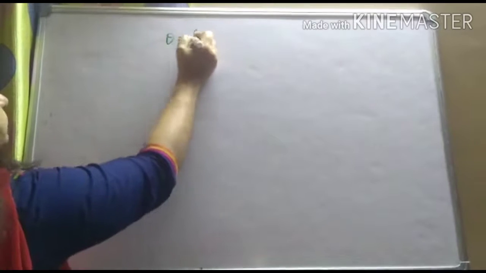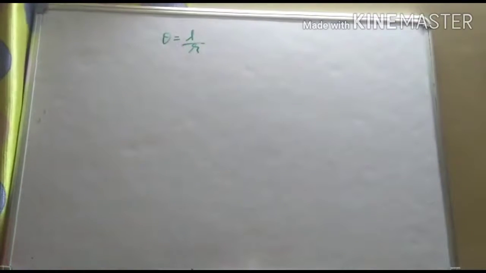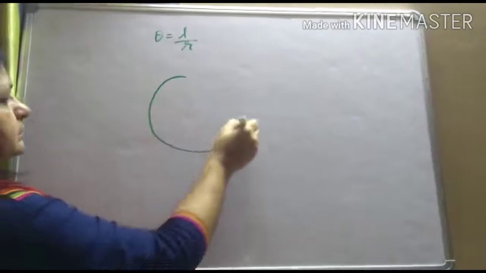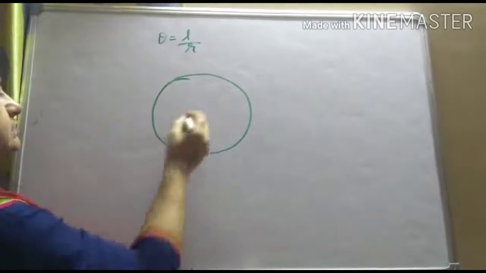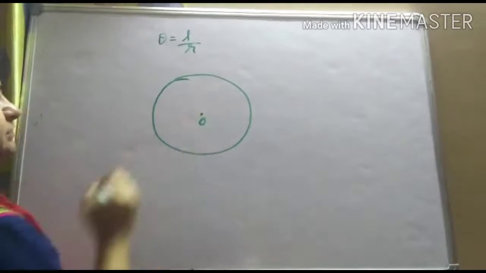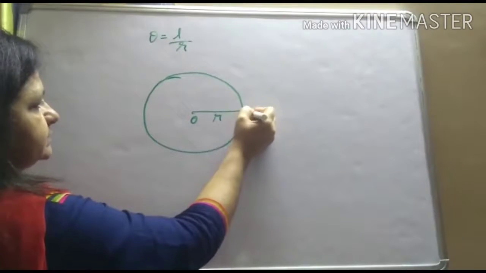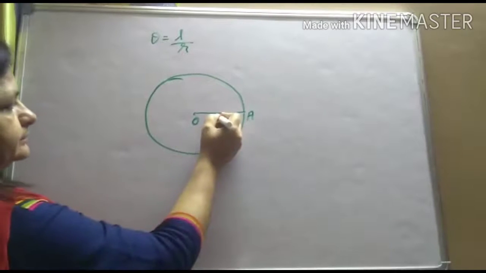Now we will do the proof of the result theta is equal to L by R. Consider a circle with center O and radius R.